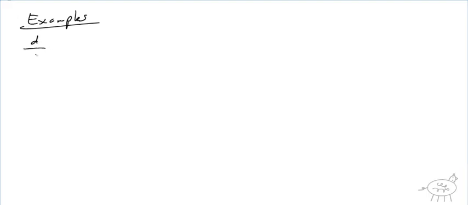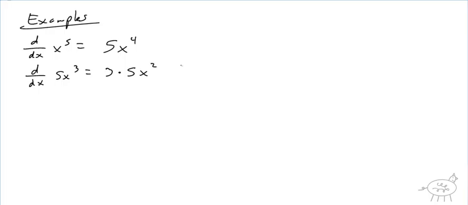If I do d by dx of x to the fifth, well, that's just putting the 5 in front and reducing it by 1 for the exponent. That's it. Okay, pretty easy. So d by dx of 5x cubed. Again, that 3 goes in the front times 5, and then you reduce it by 1 for the exponent, and so you wind up getting 15x squared.